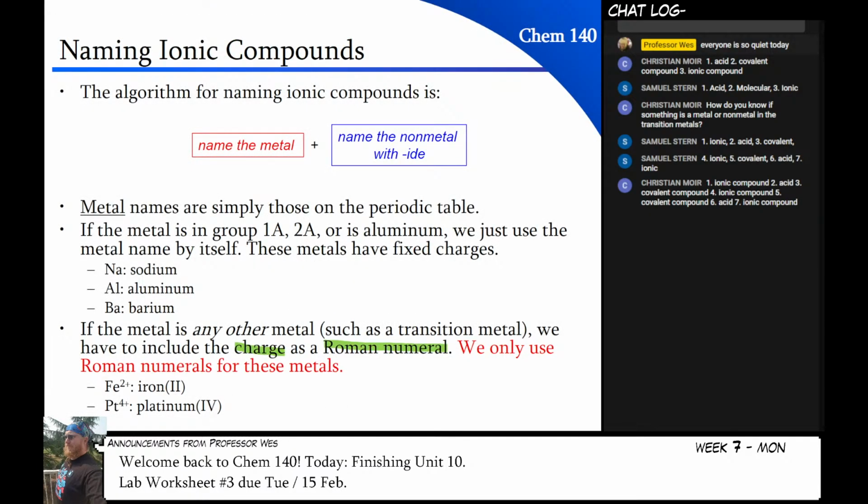Now, the charge has to be indicated to you in some way, or it has to be solved for you to be able to name it properly. So if I had a compound like FeCl3, you would have to solve for the charge on iron. We know that each chlorine is -1, and there are 3 of them, right? So that means that this iron must be +3, so its name would be iron(III).